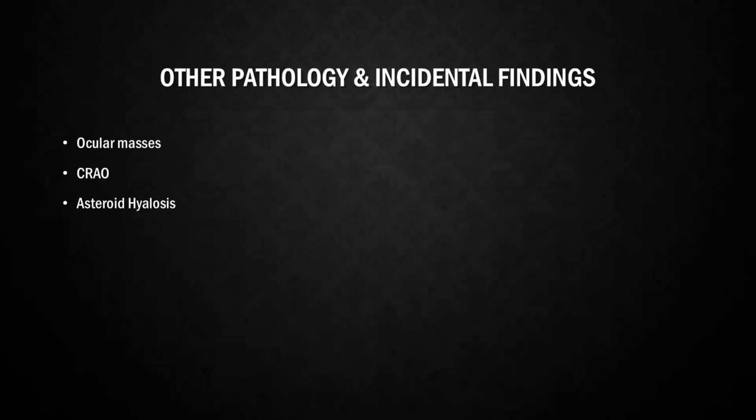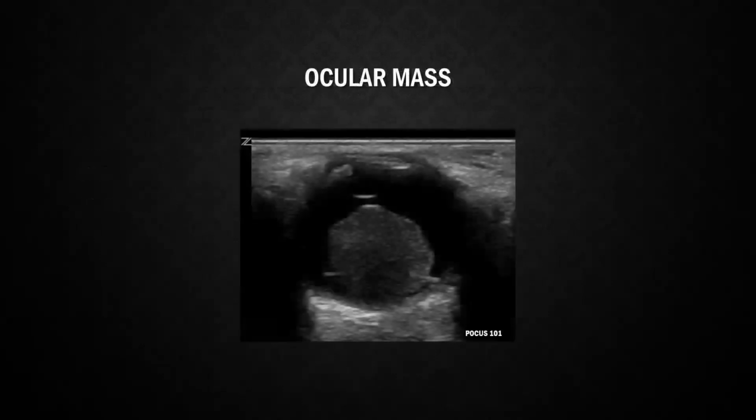So just some other pathology and incidental findings that you may see. So ocular masses are pretty obvious that you can see in this image here. Lymphoma, retinoblastoma, optic nerve meningioma, there's so many different kinds. And basically patients will present with vision change or loss. They might have headaches, maybe some neurologic symptoms. Those are just a few of the symptoms they can present with. And you can see in this image that it's just pretty obvious on the ultrasound that was done.